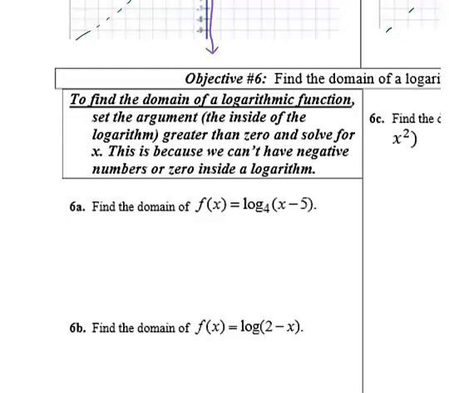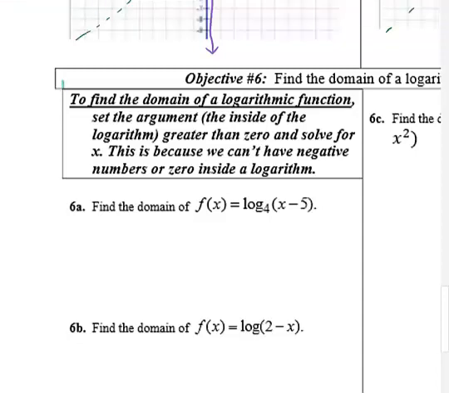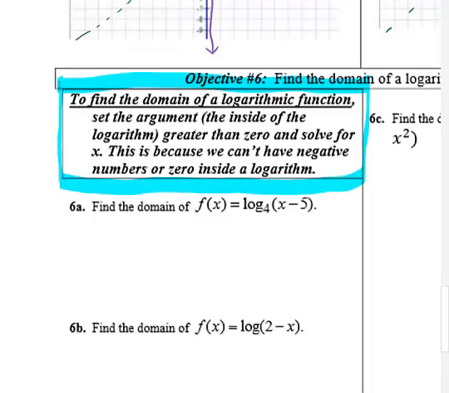All right, and then, at this point, we've seen how to find the domain of any function that we're familiar with so far. We saw that in Chapter 2, but in Chapter 2, we didn't know about logarithmic functions. So now we have to come up with a way to figure out the domain of a logarithmic function. And it's not so bad. It's like a square root function, or any even root function. To find the domain of a logarithmic function, we set the argument, which is what's inside of the logarithm, greater than 0, and solve for x. This is because we can't have negative numbers or 0 inside the logarithm.